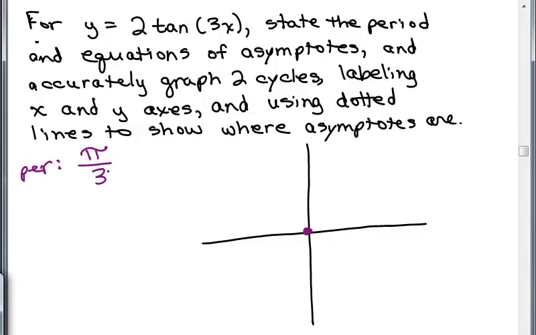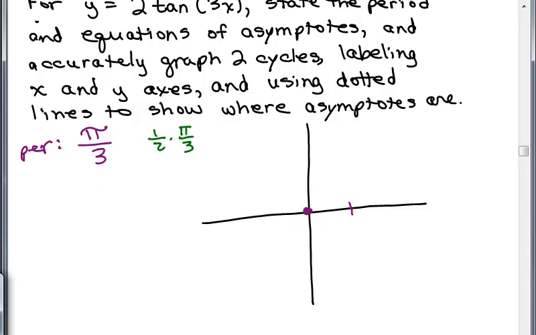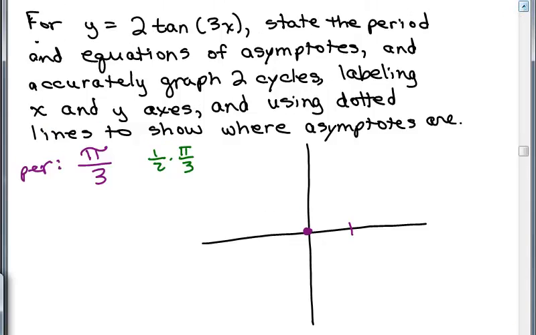So what's half of pi over 3? That would be pi over 6, right? So if we go to the right pi over 6, and then we go to the left pi over 6 units, that would be negative pi over 6. That's where asymptotes will be. And that is a full period of pi over 3, right? The distance between negative pi over 6 to pi over 6 is pi over 3 units.